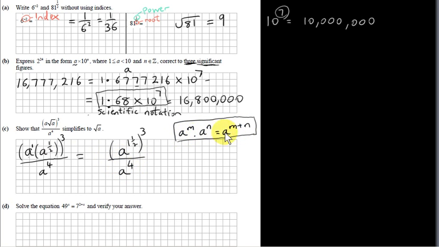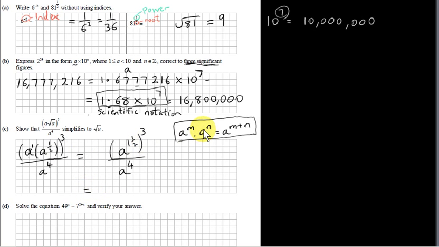In a video in the algebra section, this law is proved. a to the power of m times a to the power of n is a to the power of m plus n. Just add the powers when the base part is the same. So the base is a. So that's exactly what we did here.